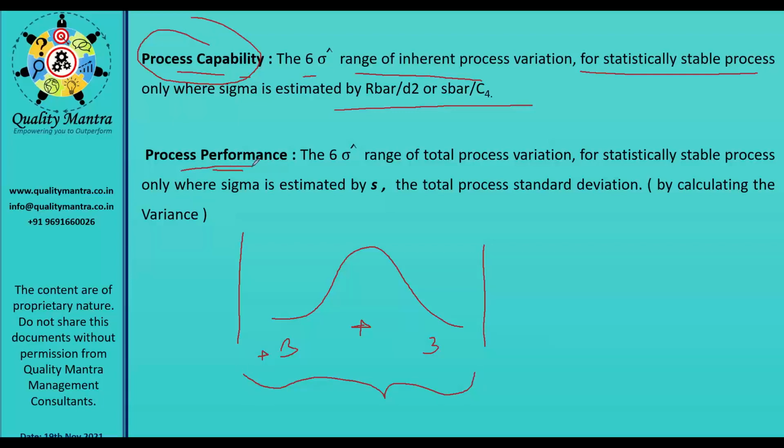And what is the process performance then? In the process performance, you are going to utilize the standard deviation estimated by S, the Greek letter S, that is total variation, total process variation.